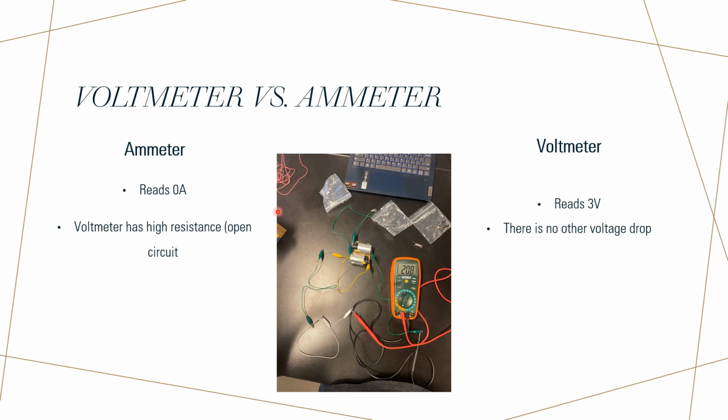And then when we add in the voltmeter, what happens to that ammeter? We can see that it's going to read 0 amps because the voltmeter has really high resistance and takes all the current and voltage drop. And that means that the voltmeter has to read the equivalent of the batteries, or 3 volts.